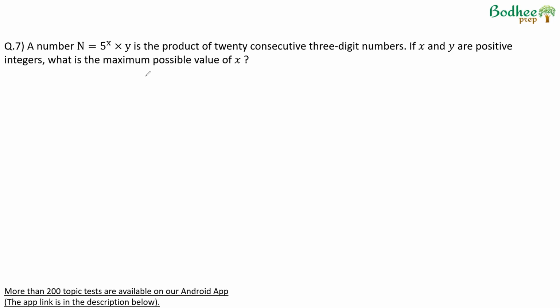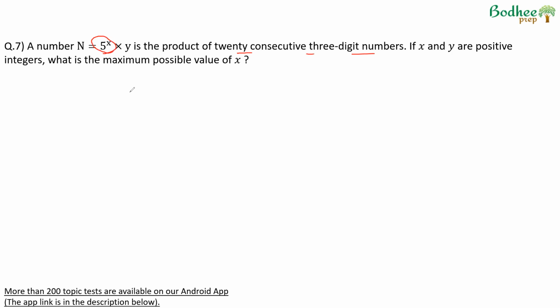A number n is equal to 5^x into y, and it is the product of 20 consecutive 3-digit numbers. If x and y are positive integers, what is the maximum possible value of x? We have to maximize the power of 5.